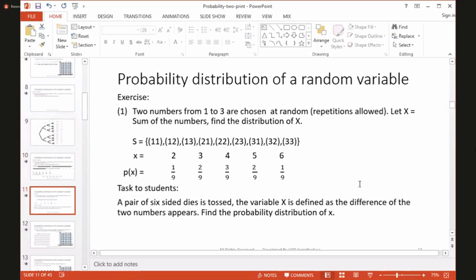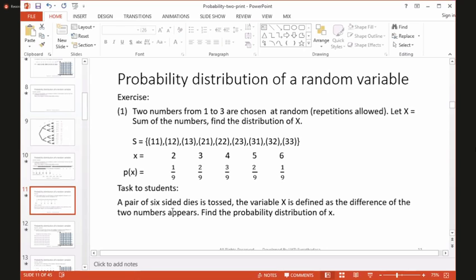What are the expected x values? What is the minimum value expected? What is the maximum value expected? Based on this definition, read it again. A pair of 6-sided dice is tossed. The variable x is defined as the difference of the two numbers that appear.